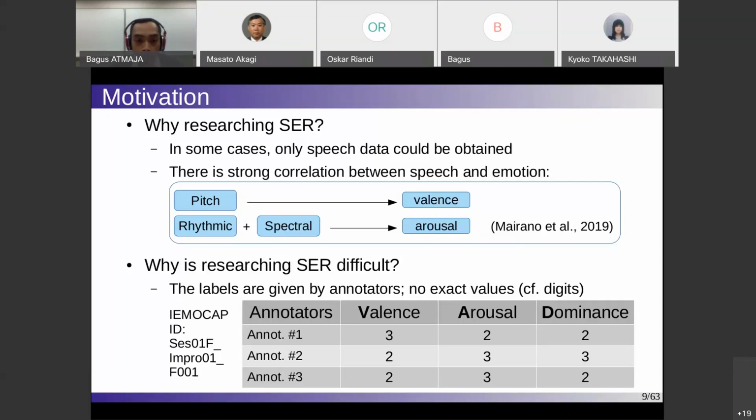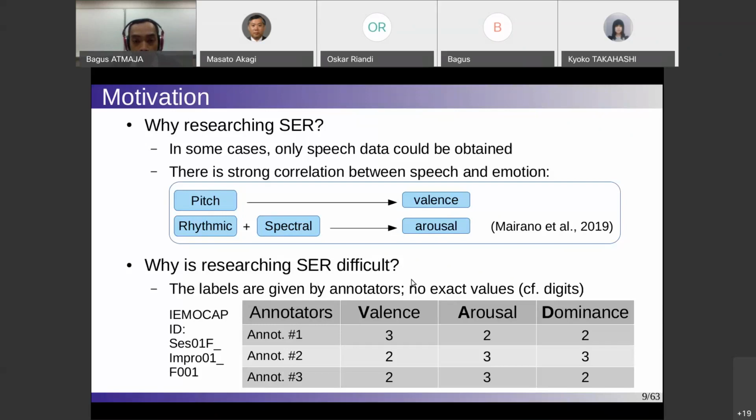And then why is researching speech emotion recognition difficult? The reason is because the labels are not exact. They are given by annotators. So compared to speech recognition or image recognition, where the labels are exact. For example, in speech, the word transcription is exact. In images also, the label is exact, like dog or cat or car or truck and others.